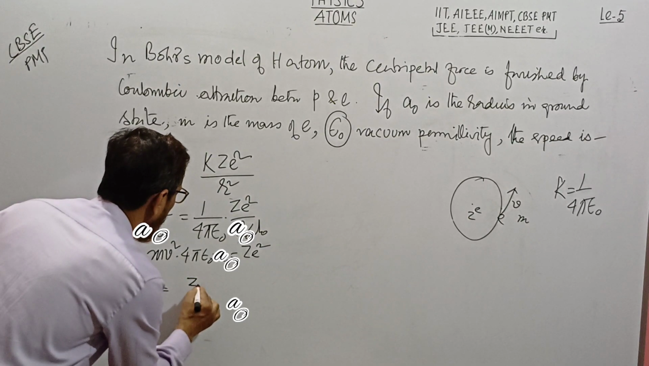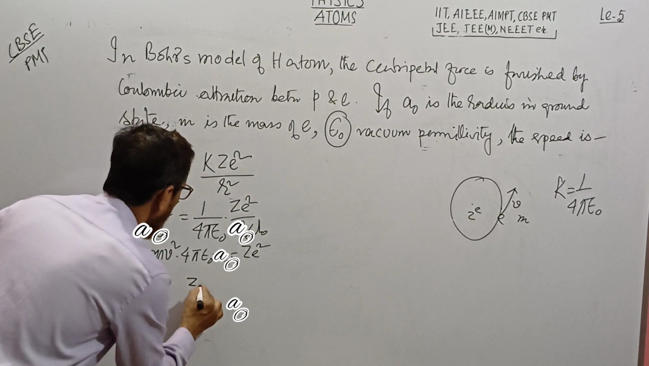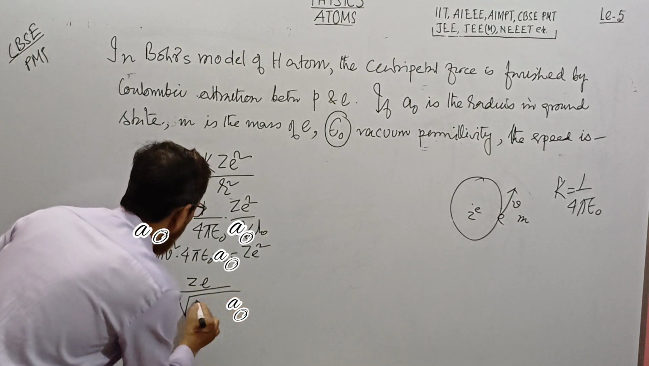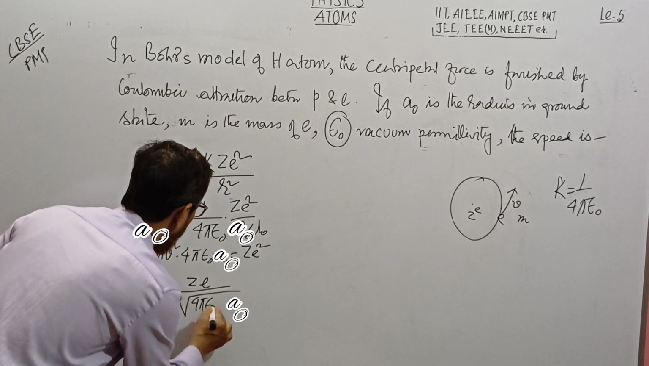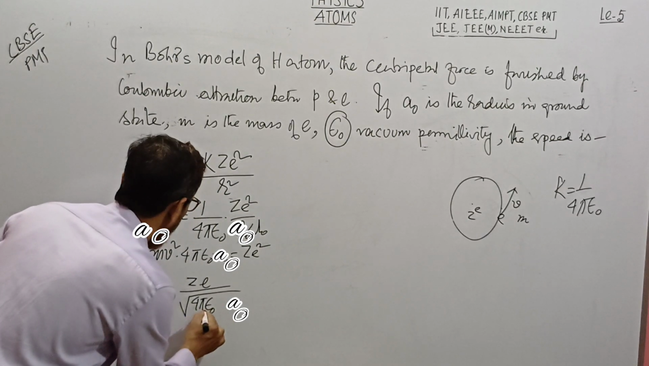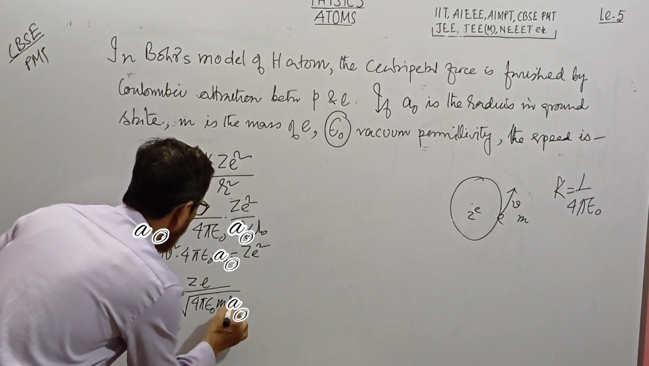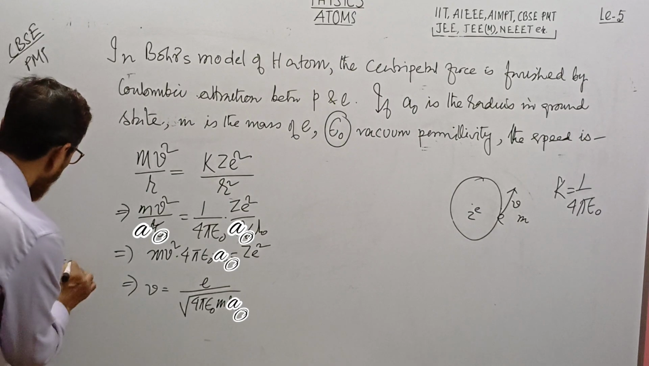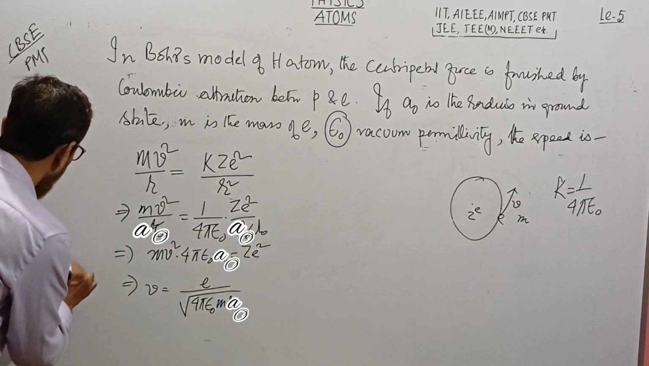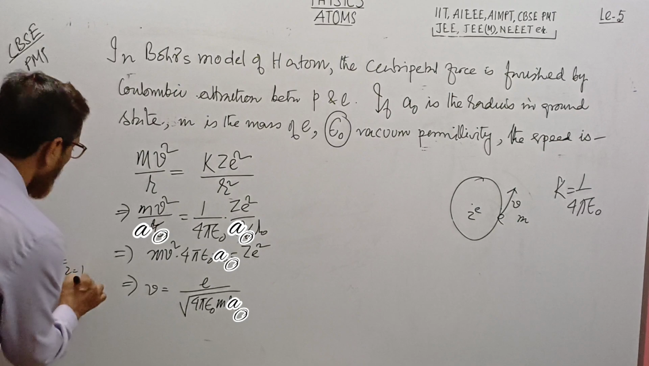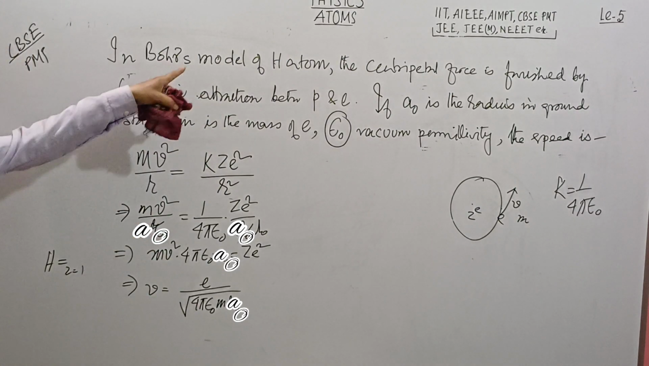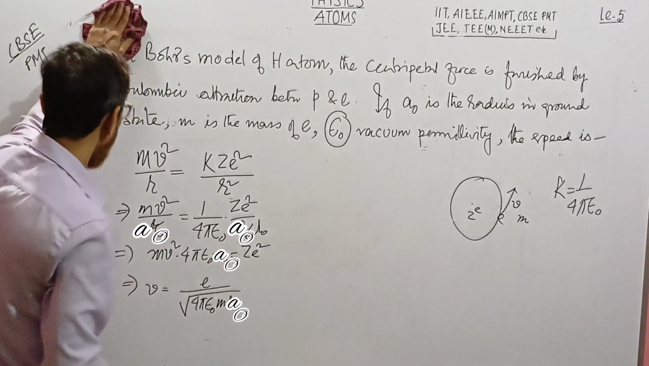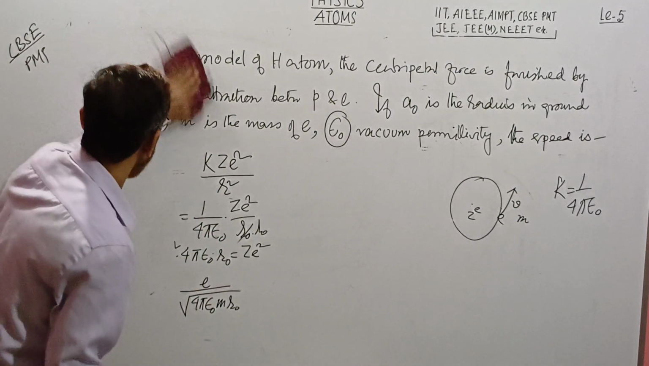z e over root over 4 pi epsilon naught r0 m. We will omit this z because it is hydrogen. For hydrogen, z is equal to 1. So the relation is this, very simple. You simply go through this one, you can understand, very simple, nothing to explain. Simple calculation is there.